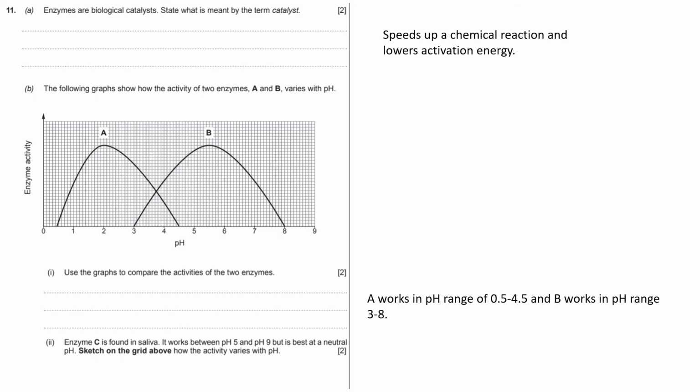Last question. Enzyme C is found in saliva. It works between pH 5 and pH 9, but is best at neutral. Sketch on the grid above how the activity varies with pH. Now it says between pH 5 and pH 9. Basing what we know on the two other graphs, we can see it peaking at about 7 or 8, starting at 5 and dropping down from 9.